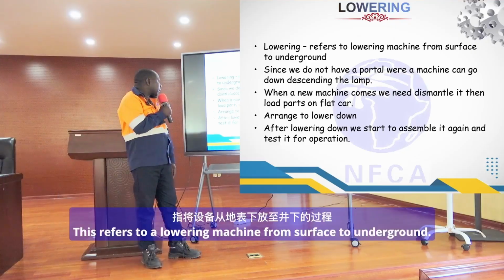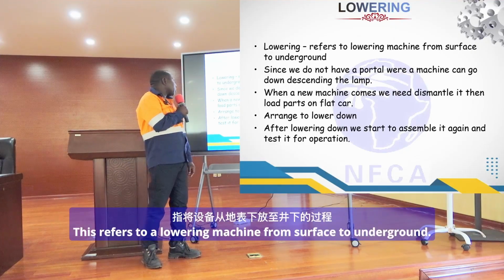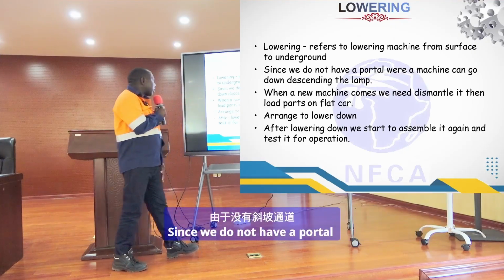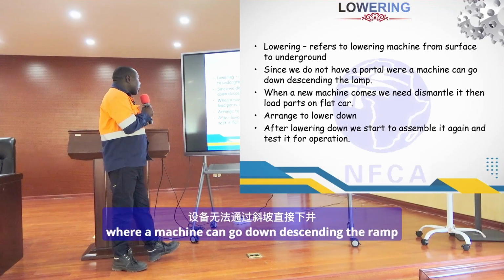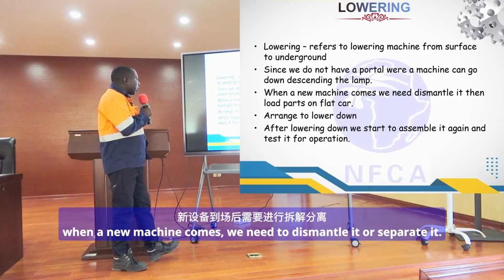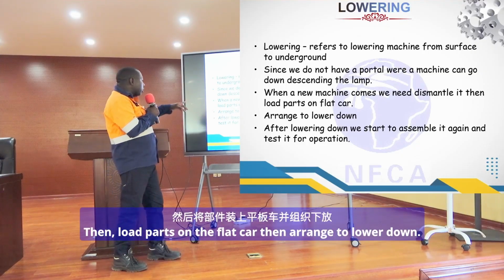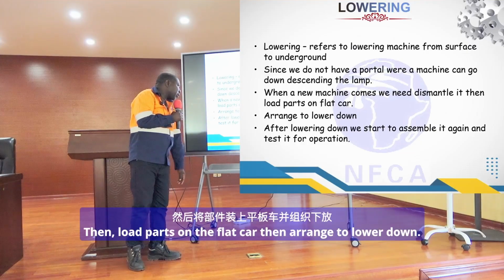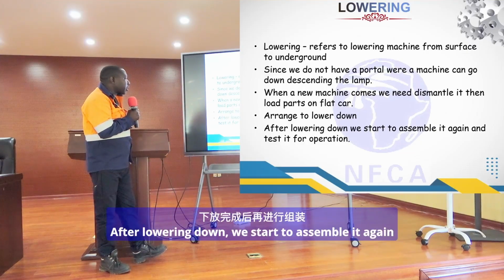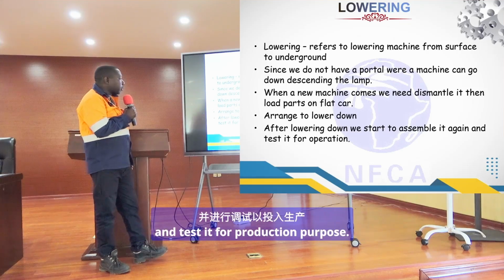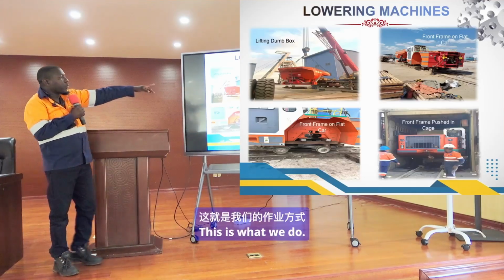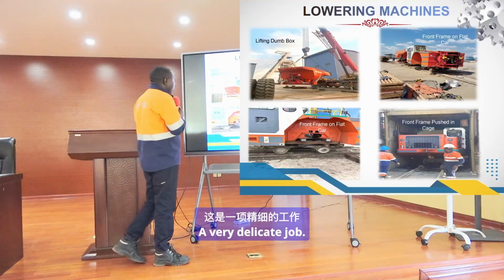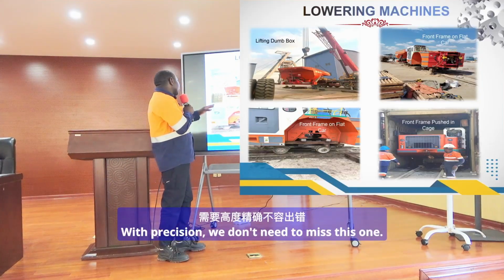Okay, lowering. This refers to lowering machines from surface to underground. Since we do not have a portal where a machine can go down descending the ramp, when a new machine comes, we need to dismantle it or separate it, then load parts on a flat car, then arrange to lower down. After lowering down, we start to assemble it again and test it for production purposes. Let's give you some examples. Okay, so this is what we do, a very delicate job with precision. We don't need to miss this one.